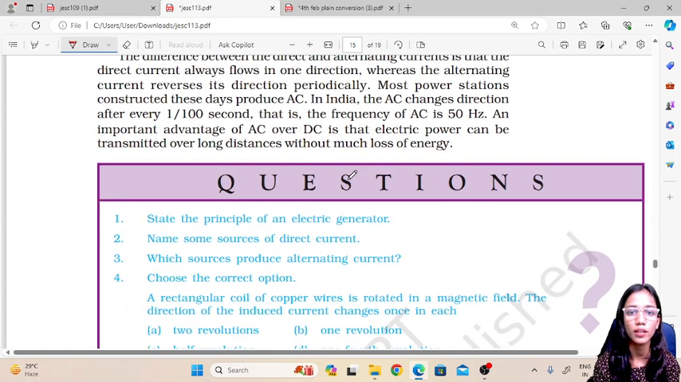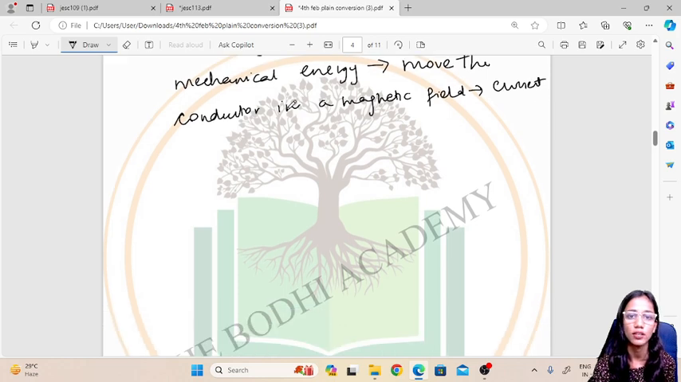So this is one important advantage of AC over DC: the electric power can be transmitted over long distances without much loss of energy. This point is very important. The electric power can be transmitted over long distances without much loss of energy.